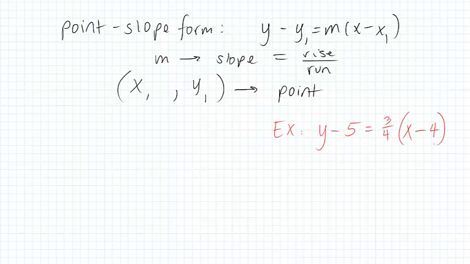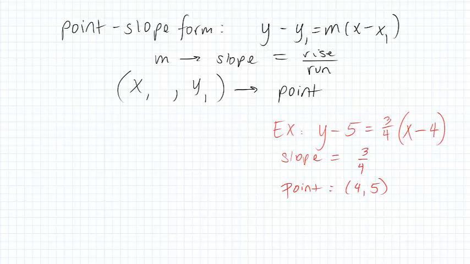We have the equation y minus 5 equals 3/4 times the quantity x minus 4. Again, that x and the y in there represent any pair of points that make this a true statement. So if we want to graph this line, we know our slope is 3/4, that's our rise over our run, and then our point is (4, 5). You're always going to take the opposite of what you see in that equation.